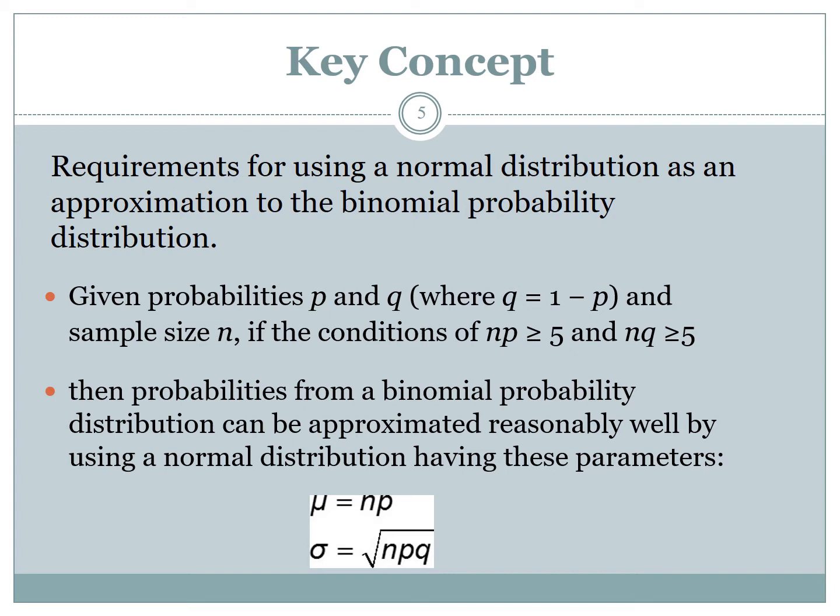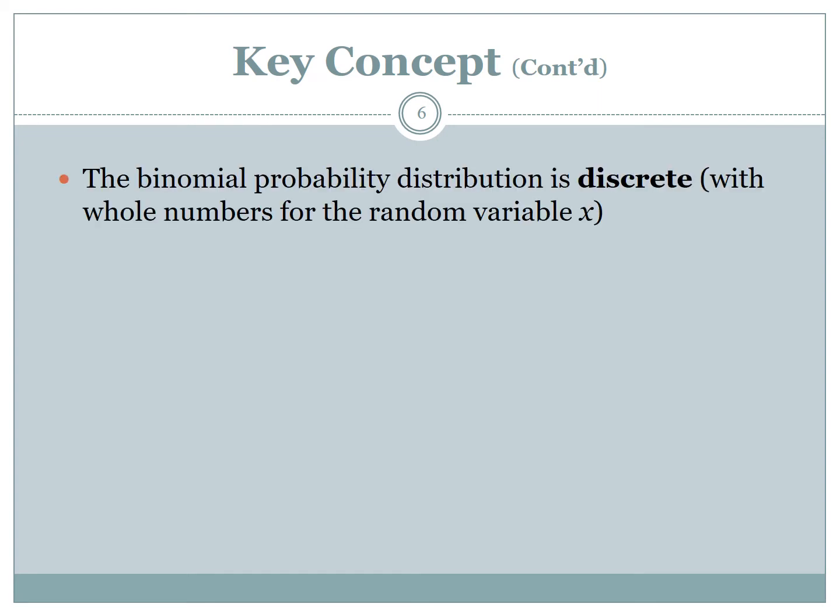So these two figures are what you're going to need to write down. You need to find mu and you need to find sigma, and they are given as follows: mu is equal to np and sigma is equal to the square root of n times p times q.